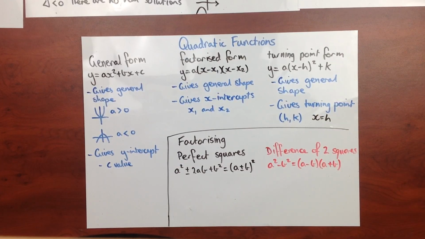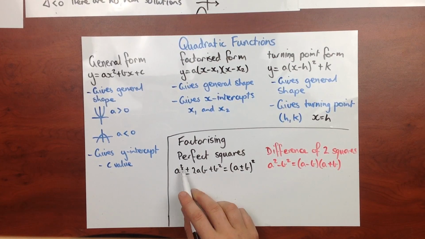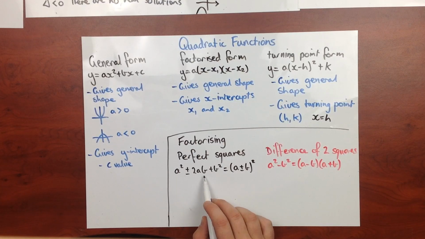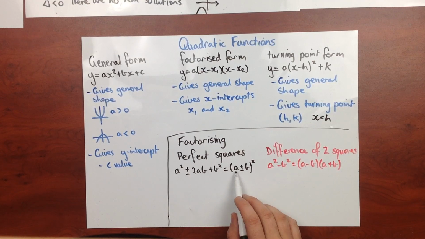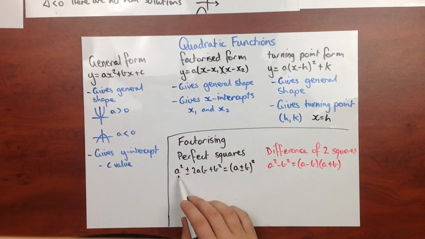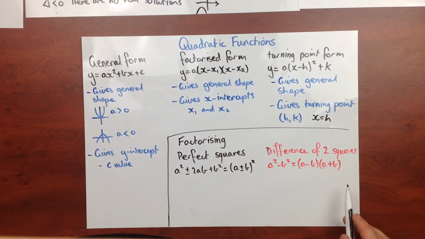So we're going to start by having a look at factorising. It's just a couple of rules that we can remember to use, which is perfect squares. If we've got something that's a squared plus or minus 2ab plus b squared, well if it was plus here, it's going to be a plus b squared. Or if it's take, it's going to be a take b squared. So that's one that we can utilise.